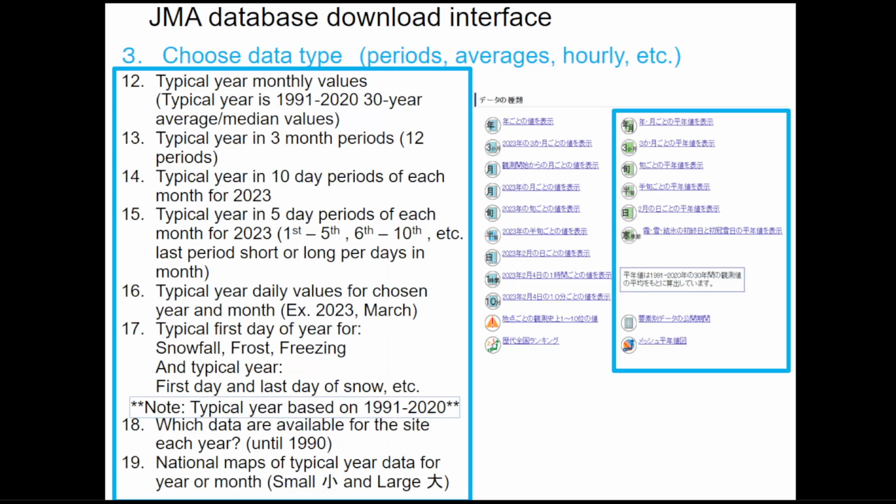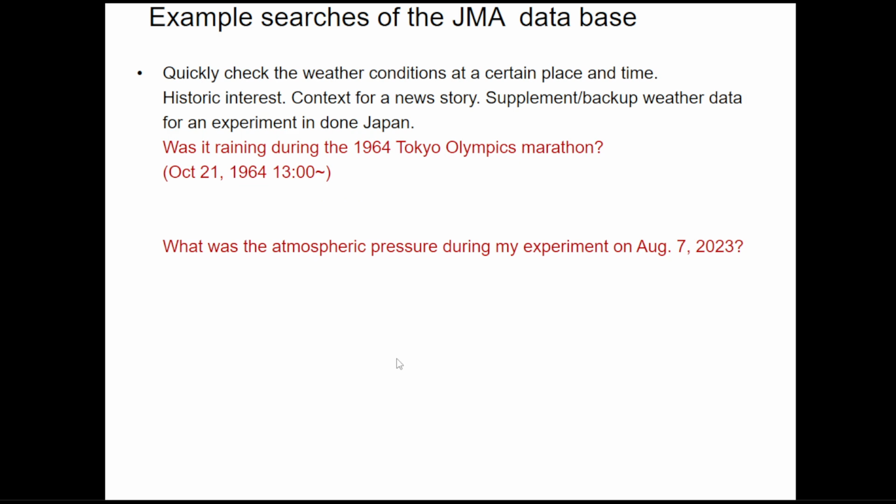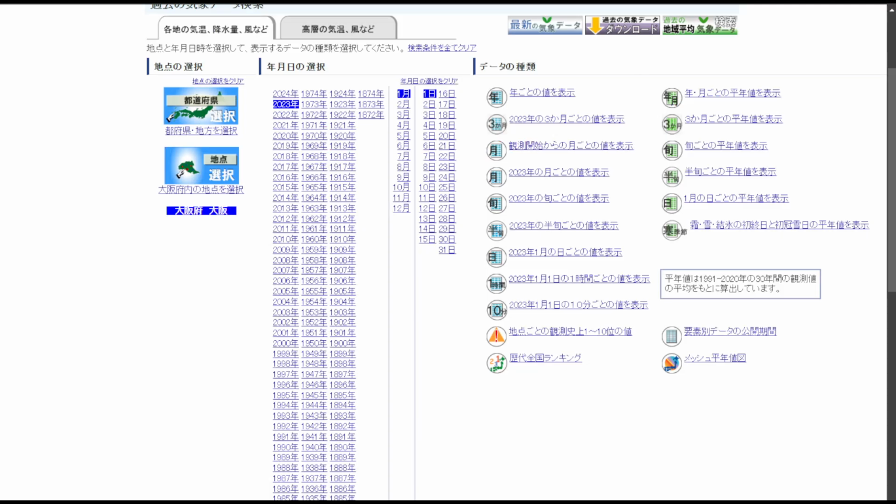Okay, so that's it. Let's do some example searches of specific questions. So first, was it raining during the 1964 Tokyo Olympics marathon? Which was on October 21st, 1964. It started at 1 p.m. in October to avoid the summer heat. No comment for recent Olympics.